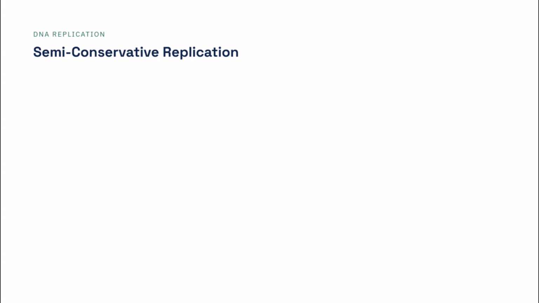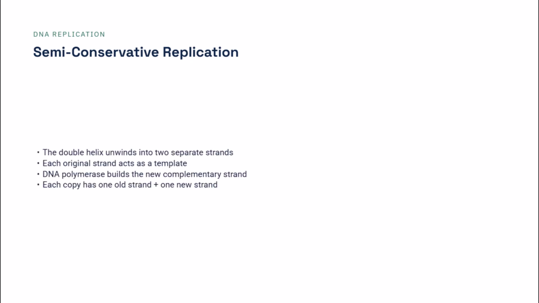Every time a cell divides, it needs to make an exact copy of its entire genome. This process is called DNA replication. It relies on the same base pairing rule we already learned. A pairs with T, G pairs with C. To replicate, the double helix unwinds and separates into its two individual strands. Each original strand then serves as a template, a pattern, for building a brand new complementary partner strand.